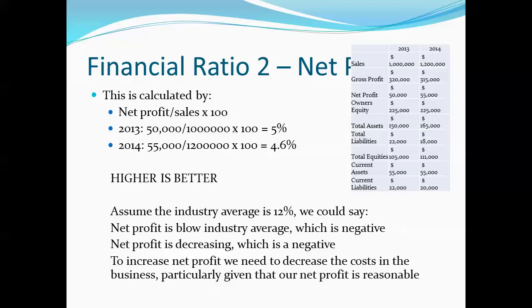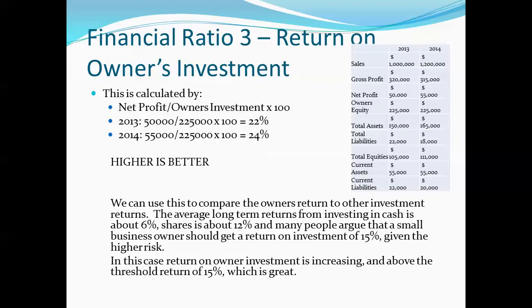Net profit takes into account all the costs of the business, whereas gross profit doesn't. Gross profit just takes into account the cost of things we're selling. Net profit takes into account all the costs in the business. So it would tell us that we need to think about finding a way to decrease our business costs. That might be things like paying less for our rent, looking at how much wages we're paying, are we paying too much for power? That's ratio 2.